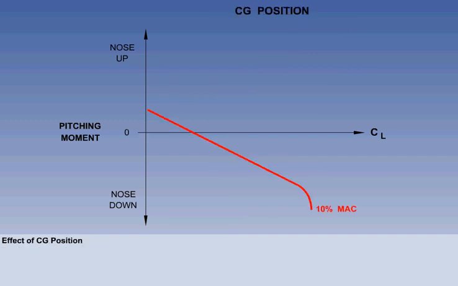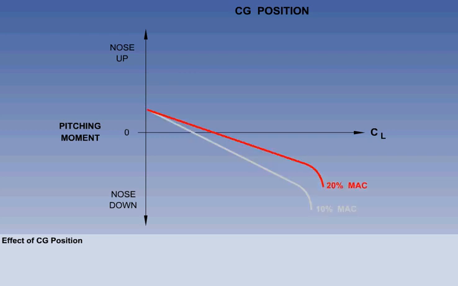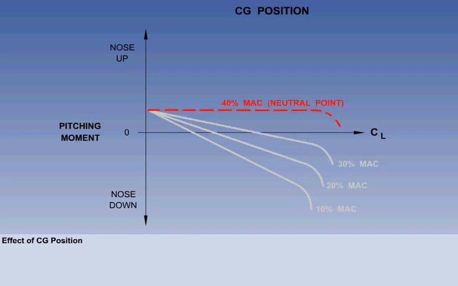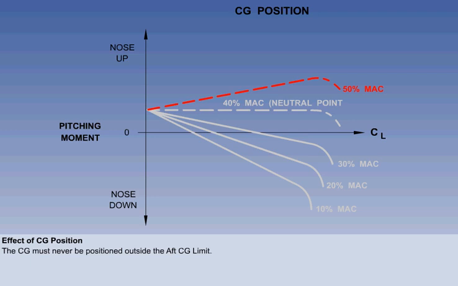We can use the graph to show the effect of CG position on longitudinal static stability. With the CG at 10% MAC, the aircraft is stable. The aircraft is less stable with the CG at 20%, and even less stable with the CG at 30%. 40% MAC is the neutral point, and with the CG at 50% MAC, the aircraft will be unstable. The neutral point and 50% MAC are shown with a dashed line, because operationally the CG must never be positioned outside the aft CG limit.